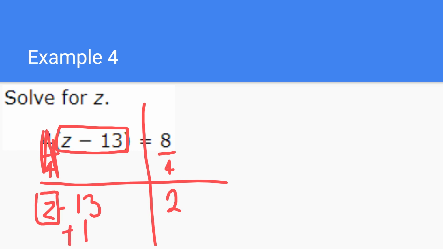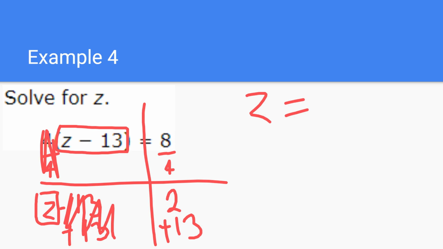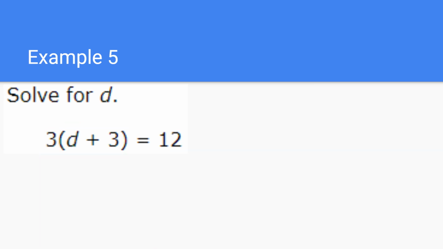So instead, I'm going to do plus 13. So plus 13 on both sides. Z, this is going to cancel out, right? Z is going to equal whatever 2 plus 13 is, which is 15. So Z equals 15, right? This is simple. This is easy. This is easy stuff. All right, last example we're going to go through here.